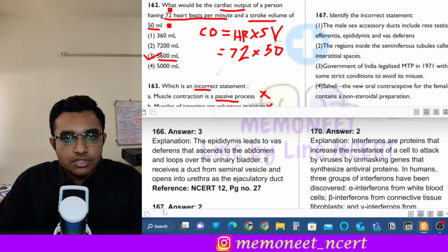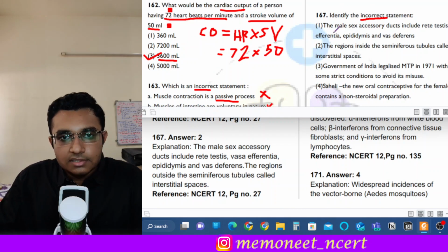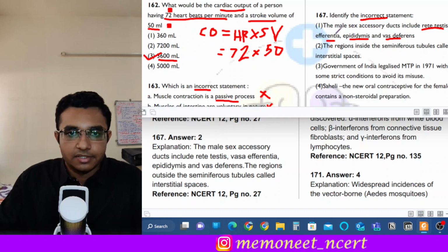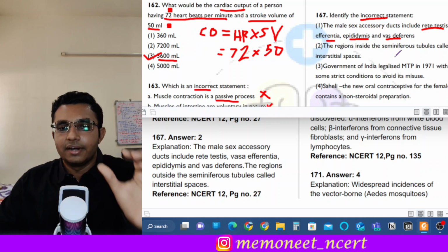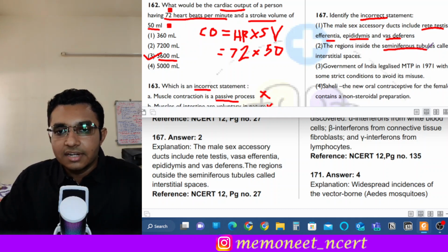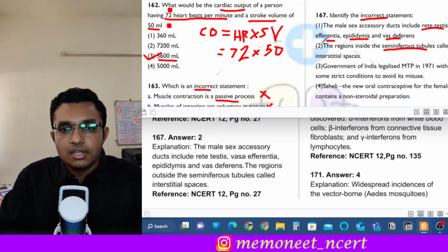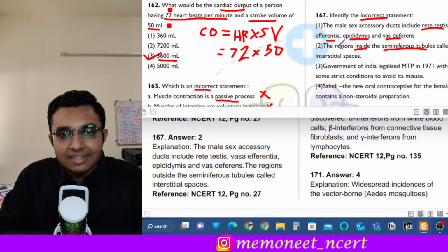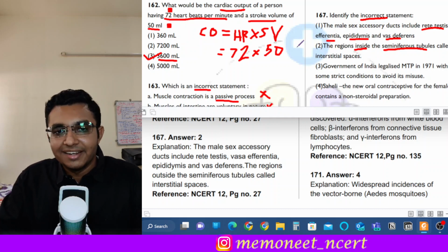The next question is question 167, that is identify the incorrect statement. So first is the male sex accessory ducts include rete testis, vasa efferentia, epididymis and vas deferens. So this is a correct statement. Next is the regions inside the seminiferous tubules are called as interstitial spaces. Now see, you must understand that the seminiferous tubules are there, and the regions surrounding the seminiferous tubule is called as the interstitial space. So would that be inside? No, it would be the regions outside the seminiferous tubule is called as interstitial spaces. So this will be an incorrect statement.